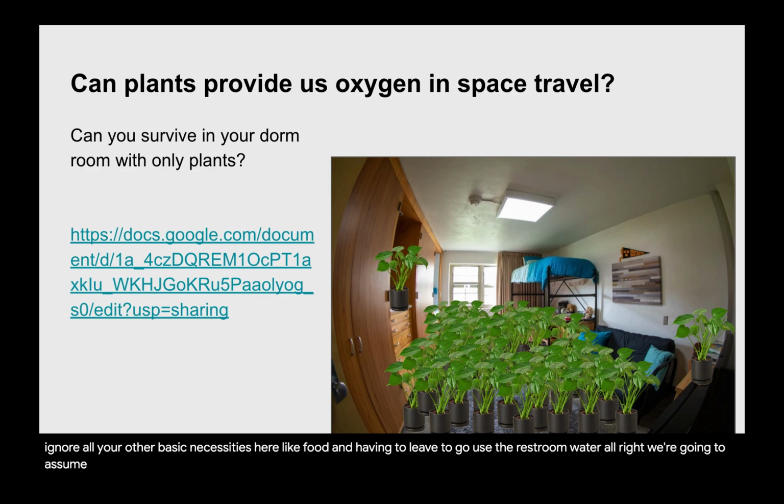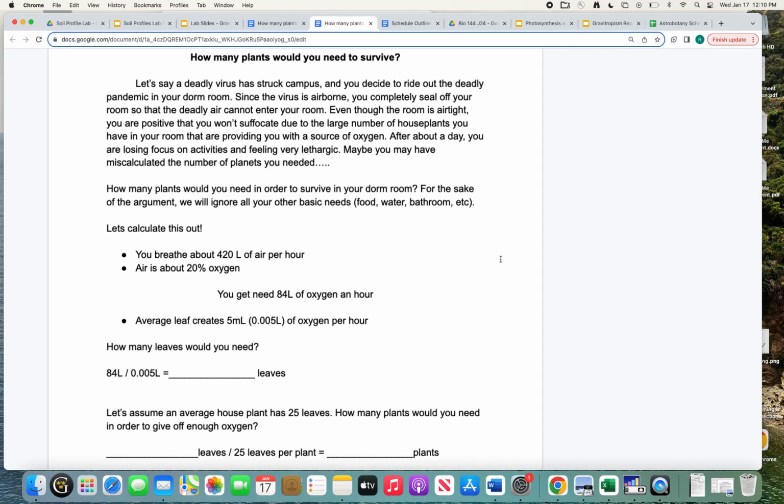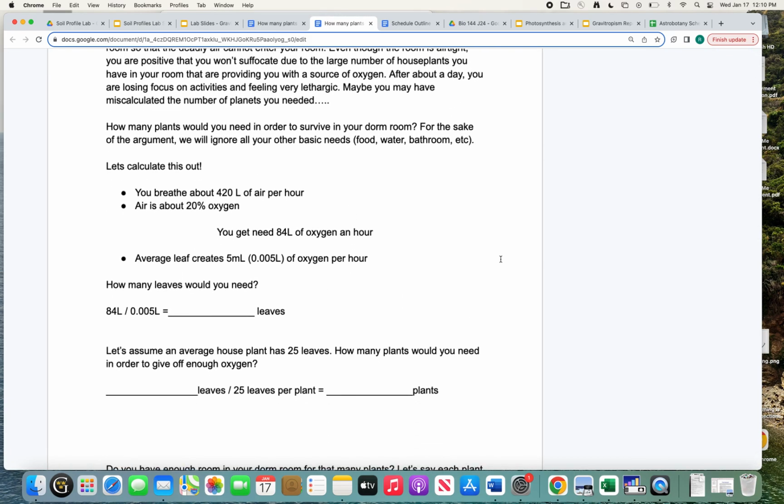We're going to assume that we're in a completely self-sustaining dorm room, and we need to provide enough oxygen. How many plants would that take? If you go to this document here, we can calculate this out. I had looked up a picture of an example dorm room for prospective students to Gustavus, and I put a lot of different plants in it. We can calculate how many plants we might theoretically need.